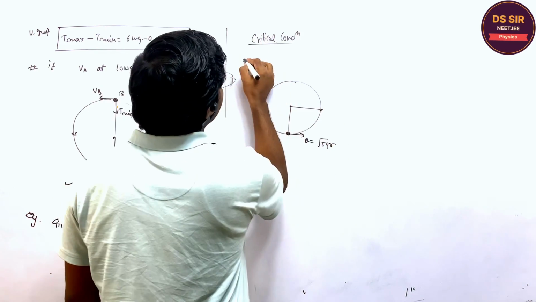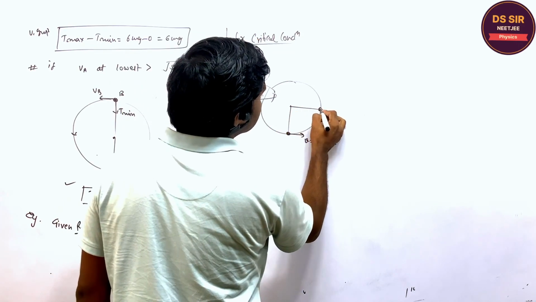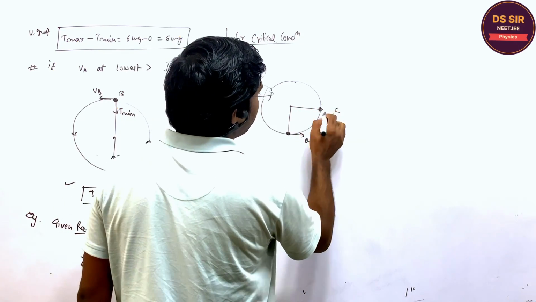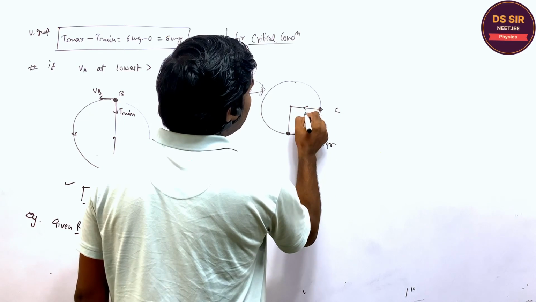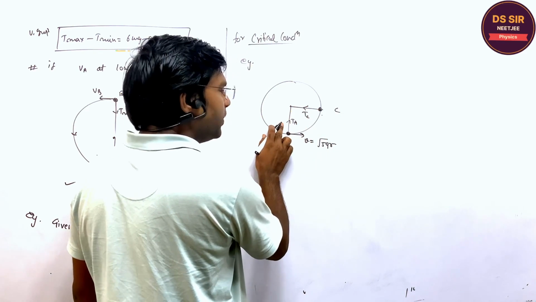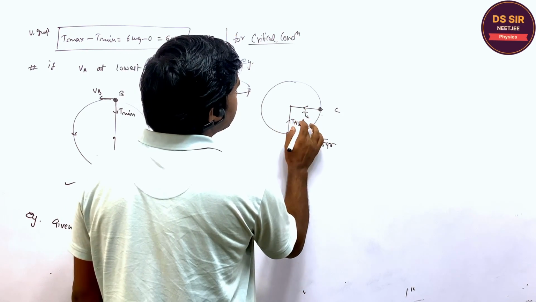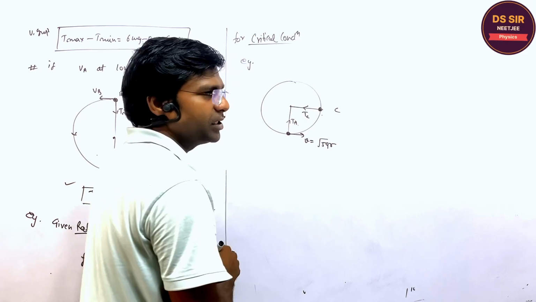For the critical condition, when it reaches the point C, suppose when it becomes horizontal, can you find the tension in C? The tension in A we know. For the critical condition it is equal to what? Say 6 mg. Can you find the tension at C?